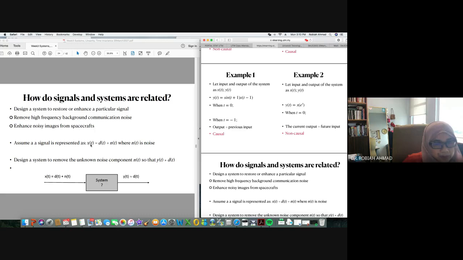Assume a signal is represented as x equal to dt plus nt, and usually the signal will include noise as well, and in this case nt is noise. Also we want to design a system to remove that particular nt. So that's why we need to know the signals as well as the type of system that we look into, whether digital versus analog, or discrete versus continuous, and so forth. So these are how signals and systems are related.